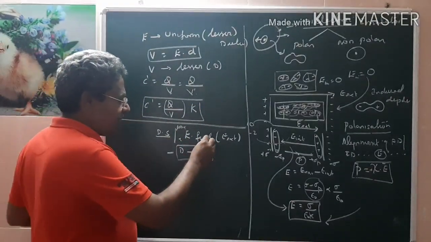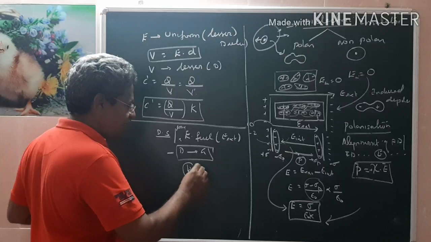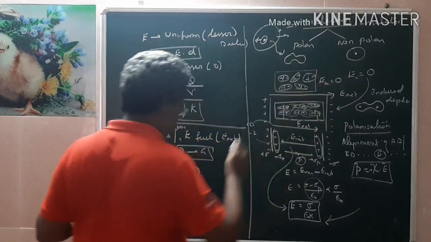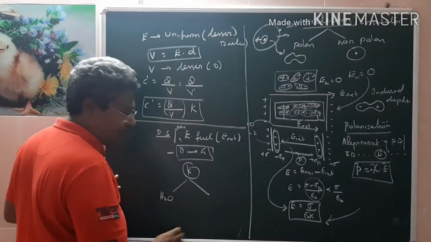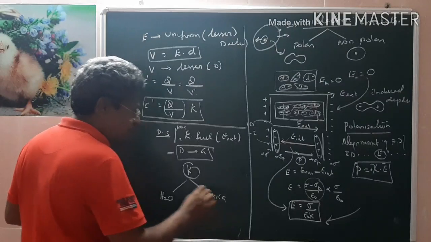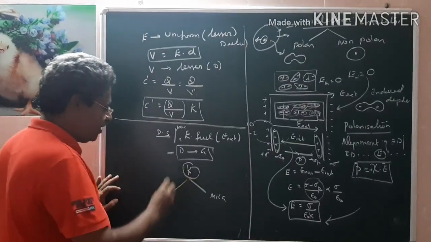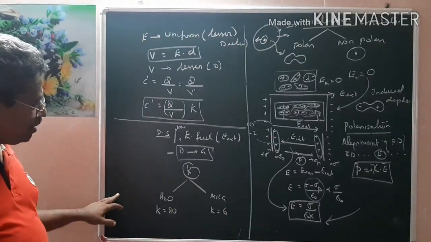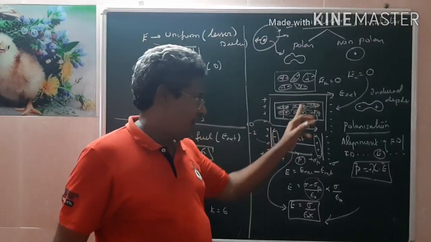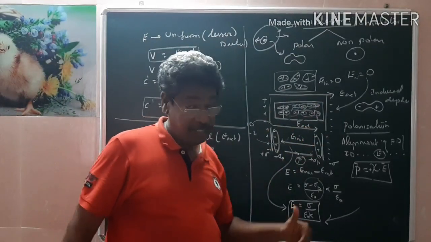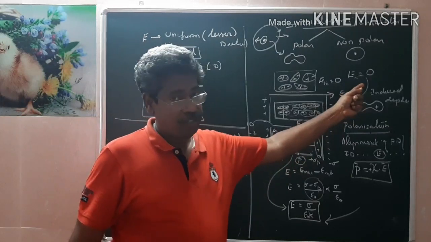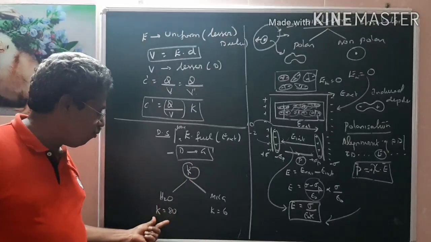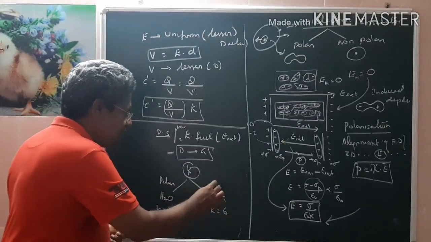Moreover, this property will be expressed in terms of a constant called K. Again, for the dielectric constant K, there are two types of materials: polar and non-polar. Polar is water, non-polar is mica. For which one is the dielectric constant greater? For water it is 80, for mica it is only 6. Because when it is polar, the molecules are already dipoles, and due to the alignment, the decrease in internal electric field will be much greater than that of non-polar. So the dielectric constant K is more for polar molecules rather than non-polar molecules.